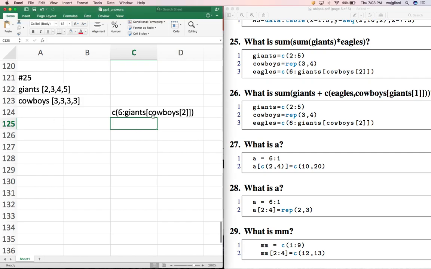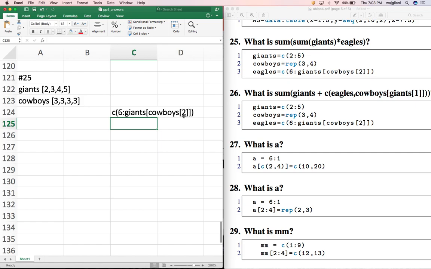So here, Cowboys is the innermost data container I could find. Once you identify the innermost data container, find the opening bracket and the subsequent closing bracket. So here's the opening bracket. Here is the closing bracket.